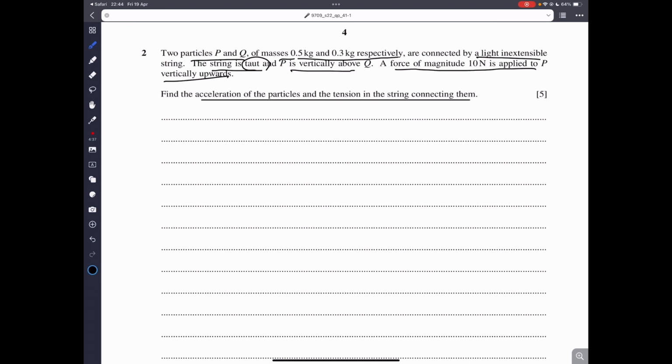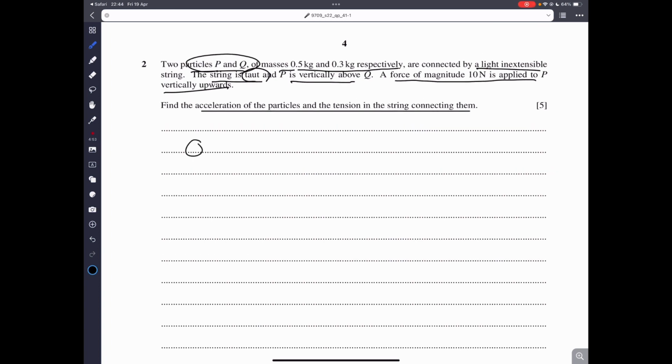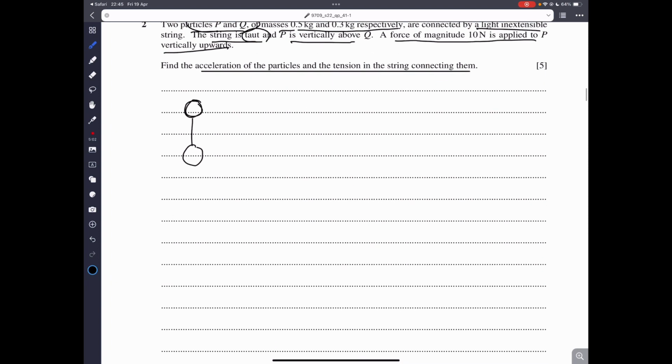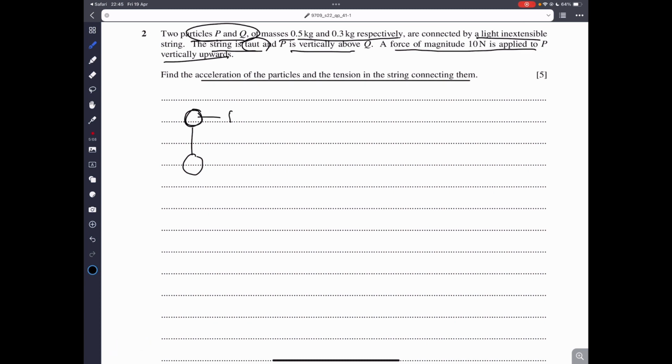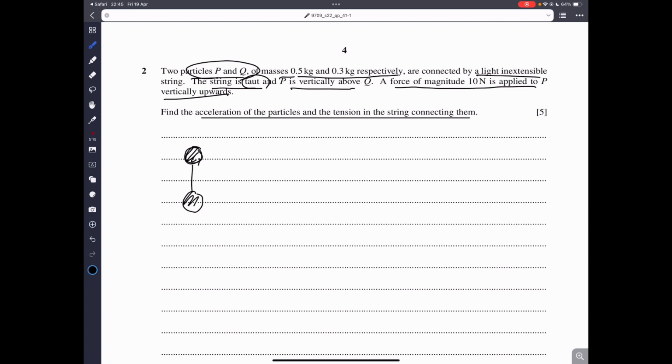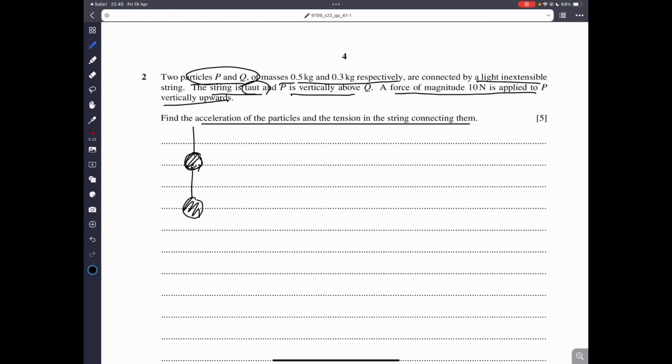For this question, we will have to draw a small sketch. Two particles P and Q are connected by a string. The string is taut and P is vertically above Q. So this is going to be P, this is going to be Q. This mass and this mass are connected by a string. A force of 10 newtons is applied to P vertically upward, and since the string is taut, there is a tension between these two objects.